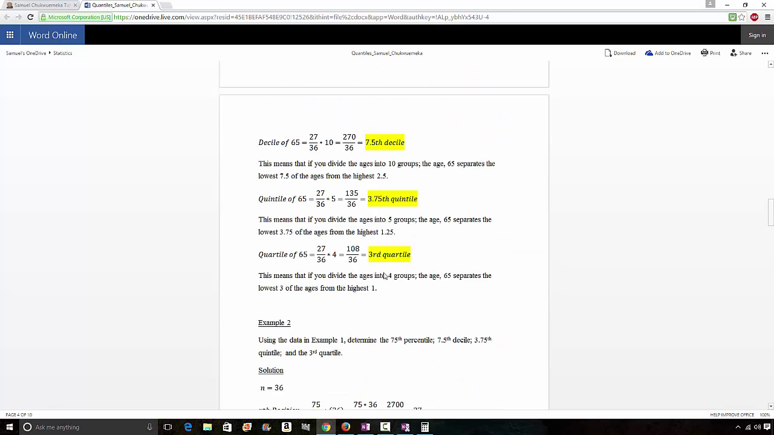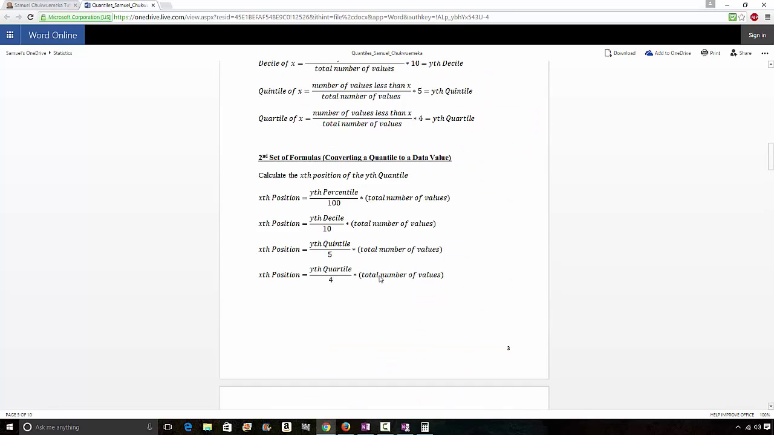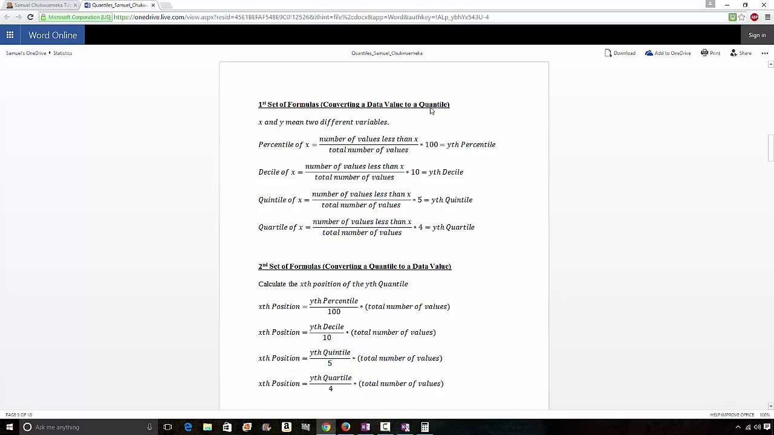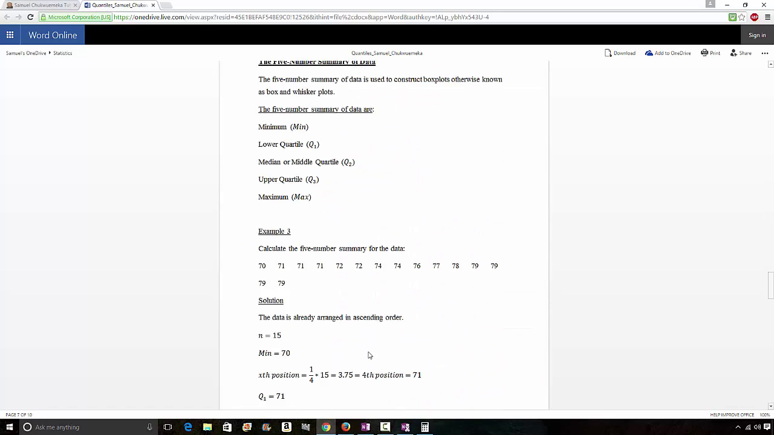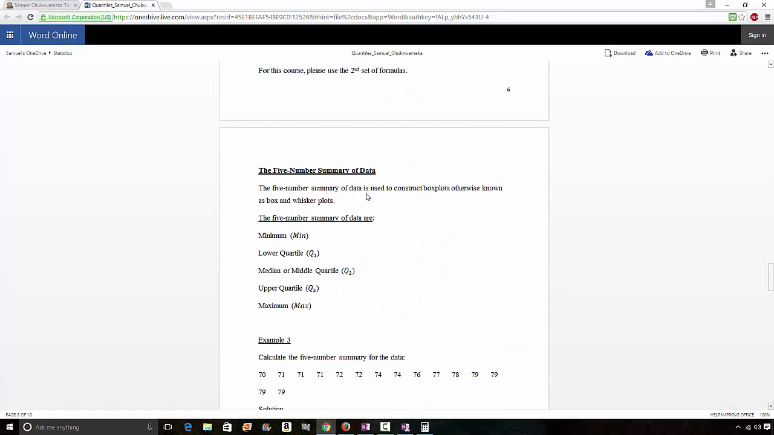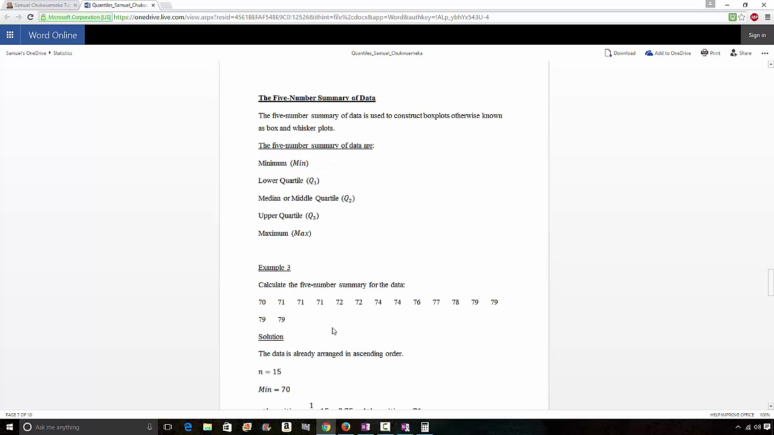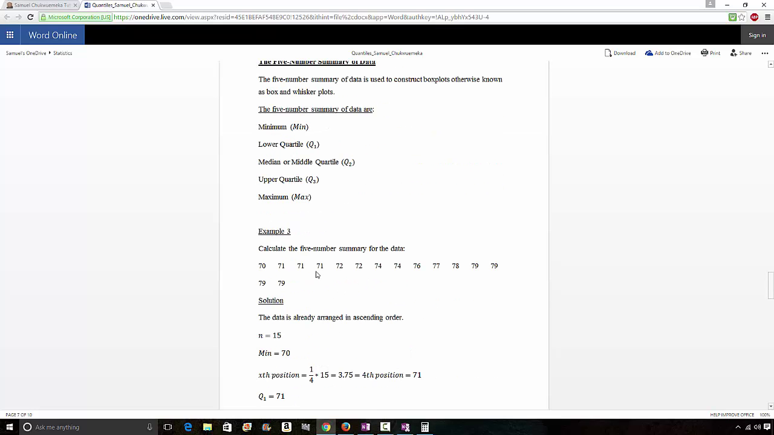So that is the way we find converting a data value to a quantile, and then converting a quantile to a data value. The next thing we shall talk about is what we call the 5-number summary of data. So the 5-number summary of data is your minimum, lower quartile Q1, median or middle quartile, upper quartile, and maximum. So let's do some examples.